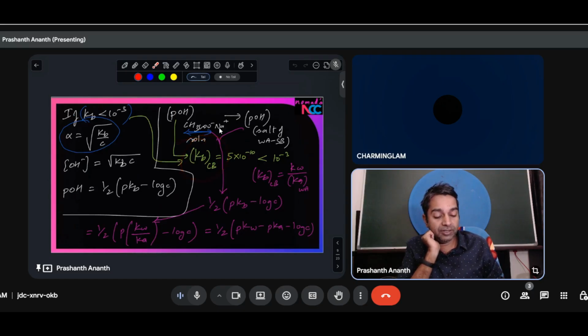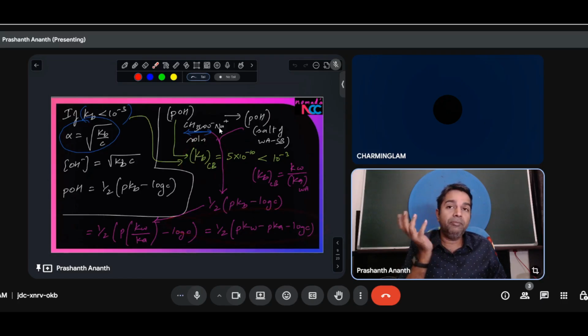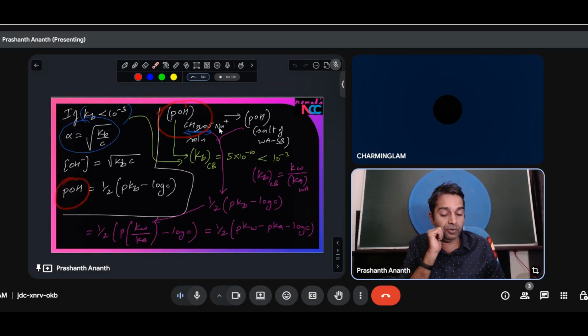Kb is going to be this, and we end up having this entire thing being the pH of that solution. Now in this case it is not really going to be pH, it will be pOH actually, because the pOH is what is going to be taken into account in each of these cases.